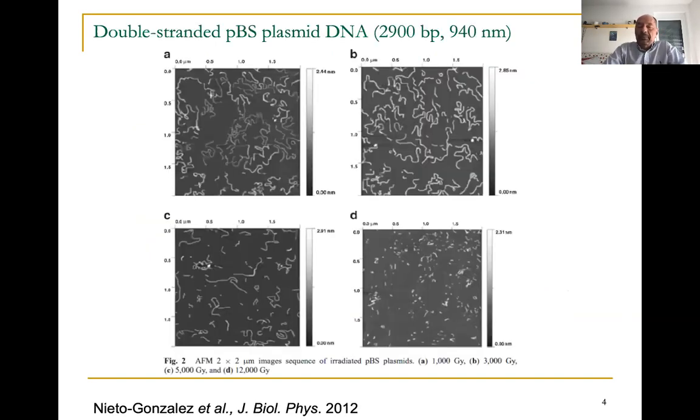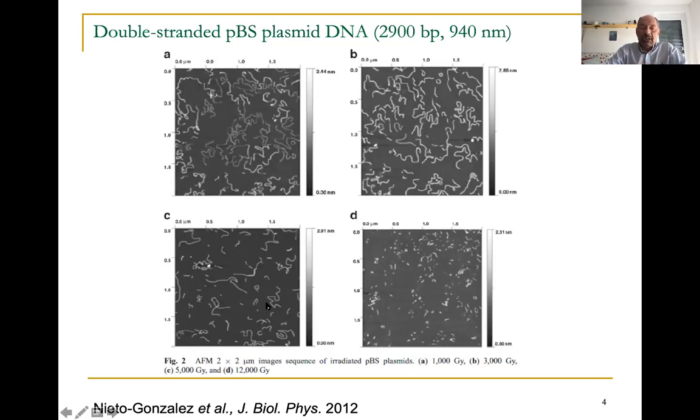This is an old-time example, not so old actually. This paper is from 2012, but this is done with electron microscopy and shows the damage to plasmid DNA. So it's a short string of DNA. It's only 2.9 kilobase pairs. So it's, let's say, shorter than the coronavirus, if you remember. That's some 30 kilobase pair. So it's like a virus DNA.